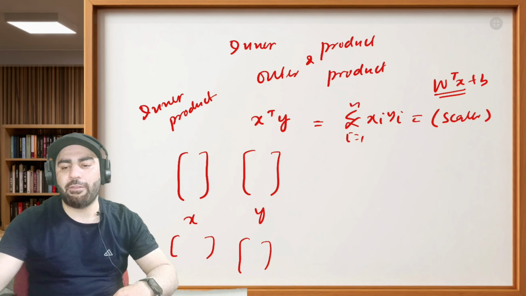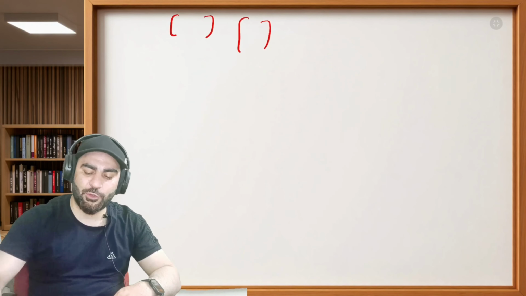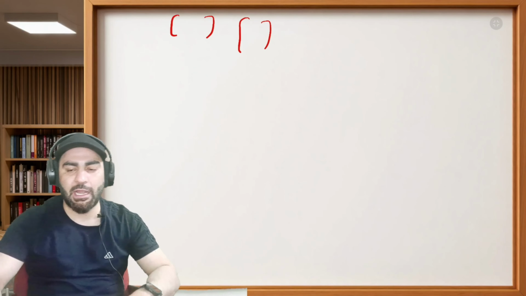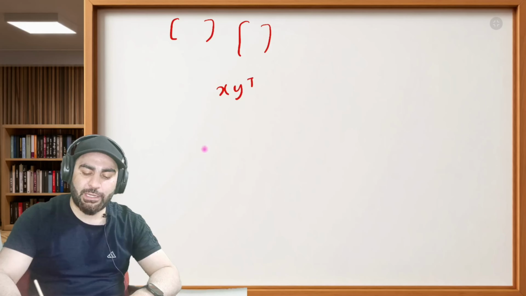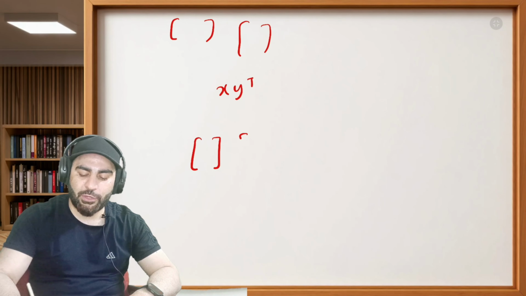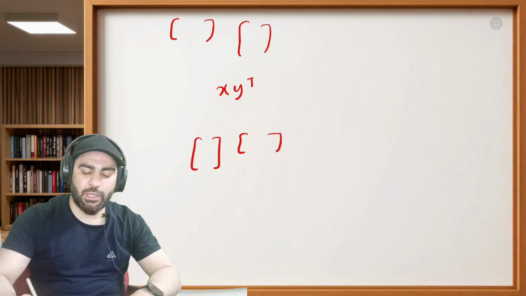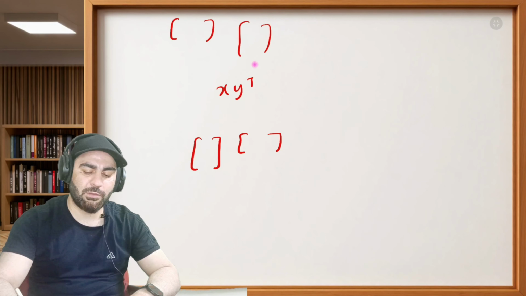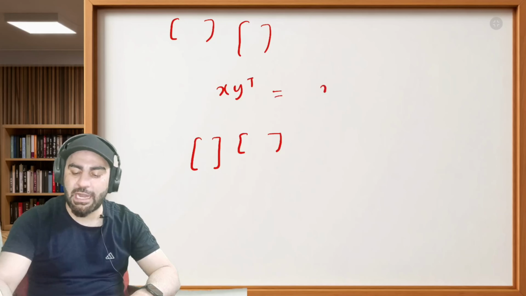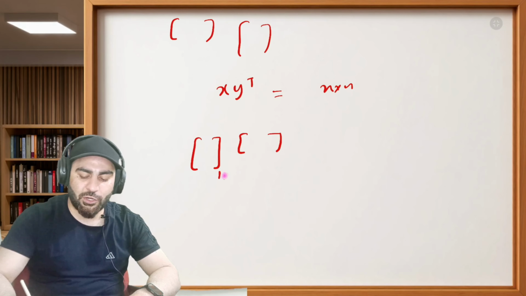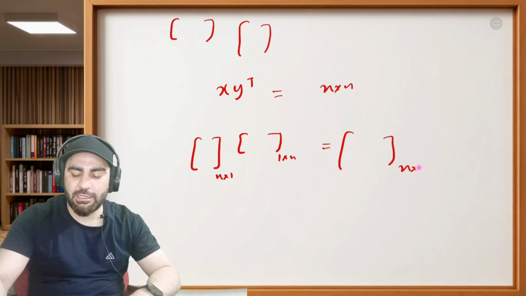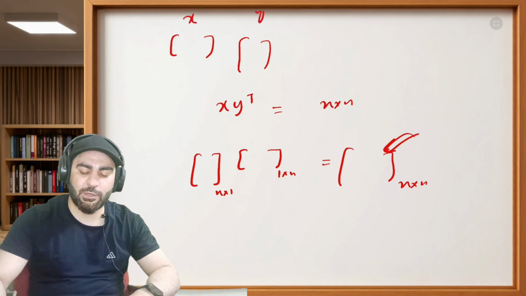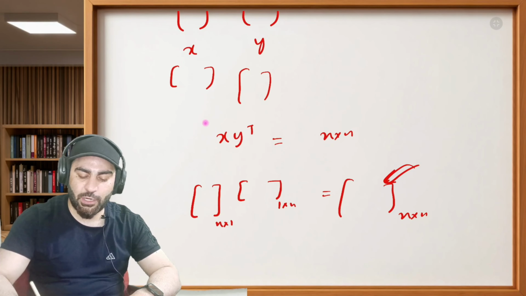Then you also have an outer product. You have also seen that when we were looking at different ways of multiplication. You have x y transpose. If you take a column and multiply it with a row, you will get an n cross n matrix. This is n cross 1, and this is 1 cross n. The resultant matrix is n cross n, and it is a rank 1 matrix. This is called an outer product.